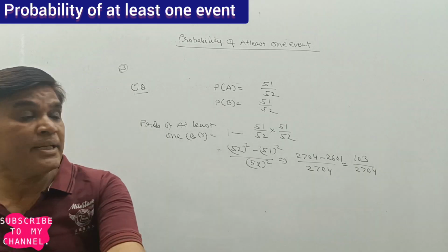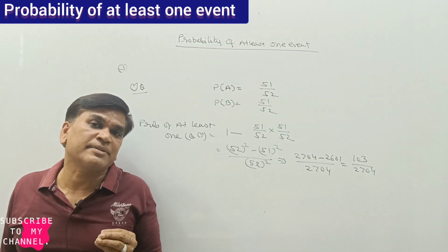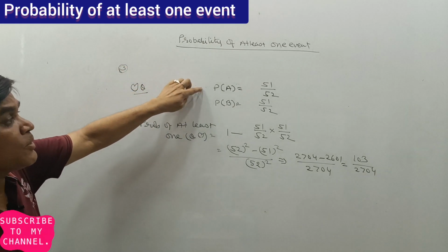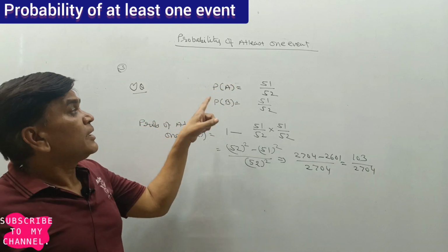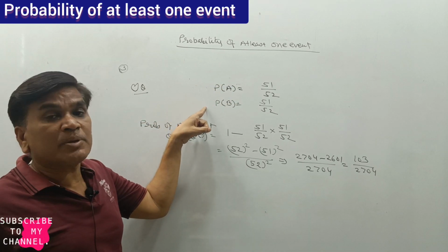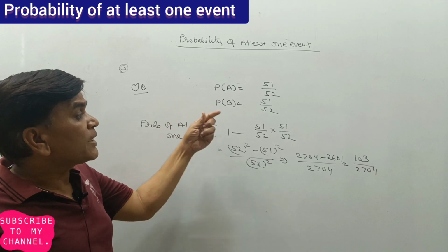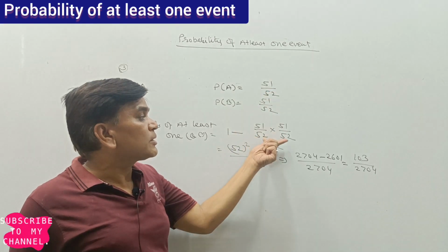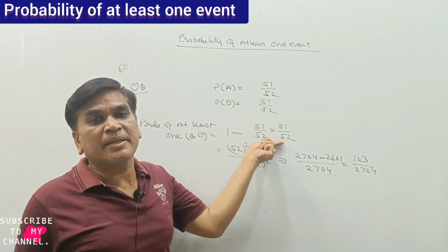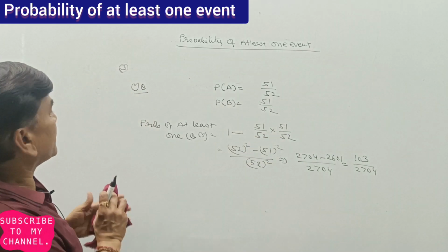So for getting at least one event, it's very easy to calculate. The very first we will calculate the probability of not having queen of heart in the first pack, the probability of not getting queen of heart in the second pack, the probability of not getting queen of heart in both, and at least one event is 1 minus the probability of not getting from both playing cards. That will be the probability. One more question related to this.